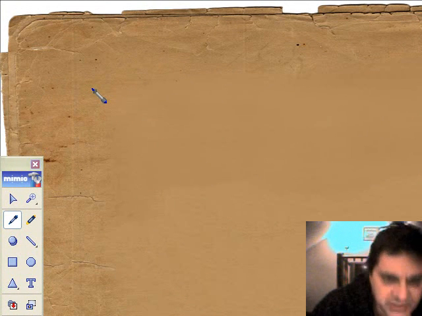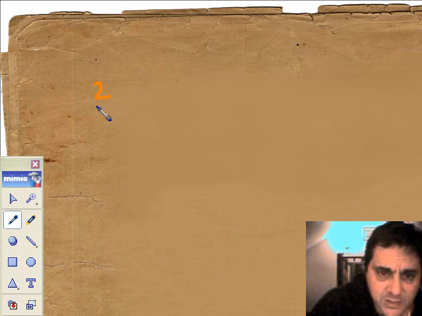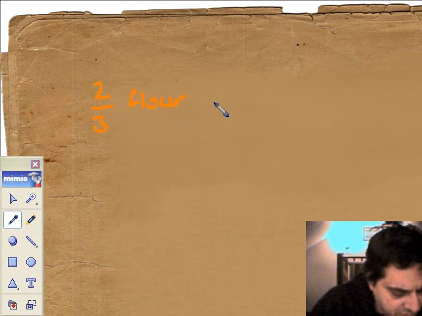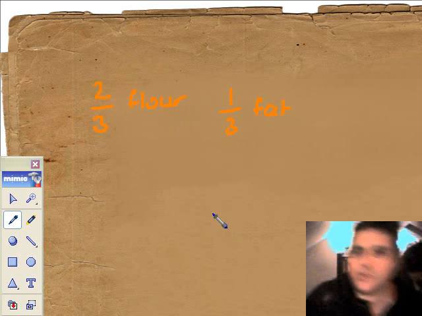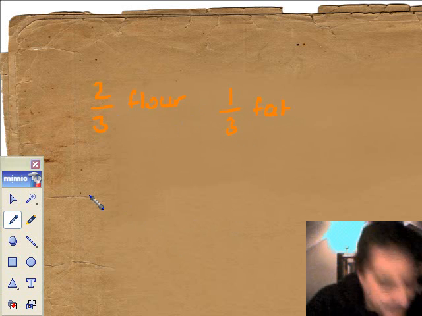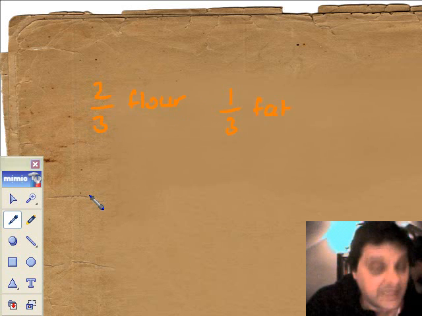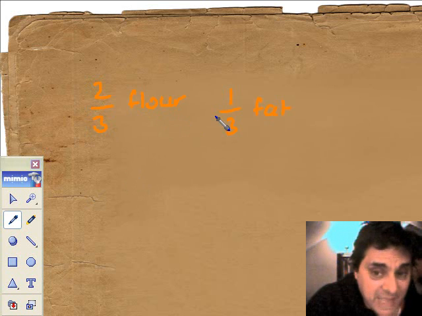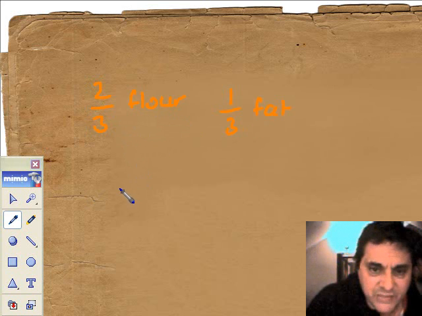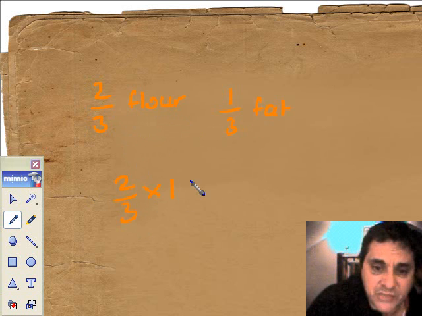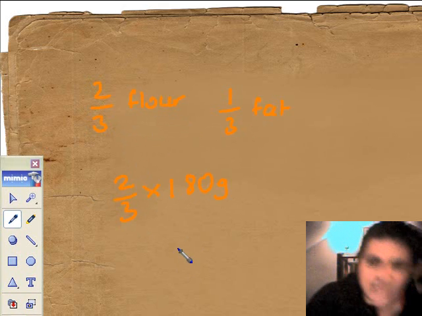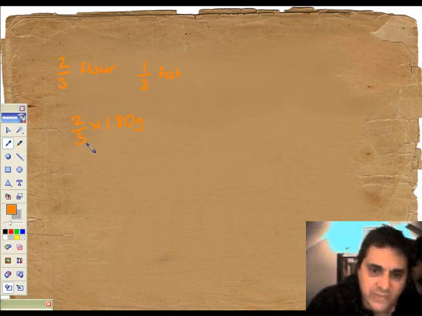We've got here, pastry is 2/3 flour, and pastry is 1/3 fat. For those of you who are into cooking, we're looking at margarine or butter or something like that. How much flour is there in 180 grams of pastry? Remember, pastry is that plus that, and they want to know how much flour I get in 180 grams of pastry. Well, it's 2/3 of the pastry, and the pastry is 180 grams. That's the story. Okay, so we're ready to go.